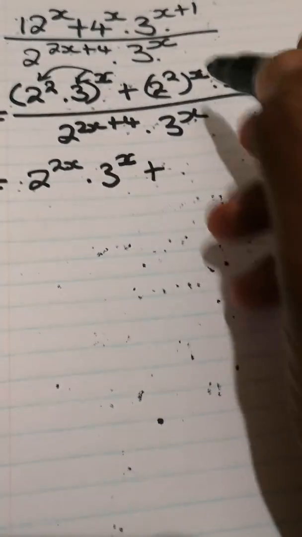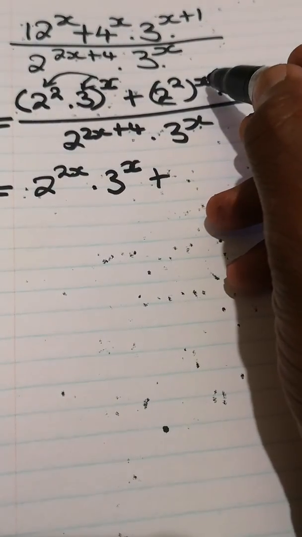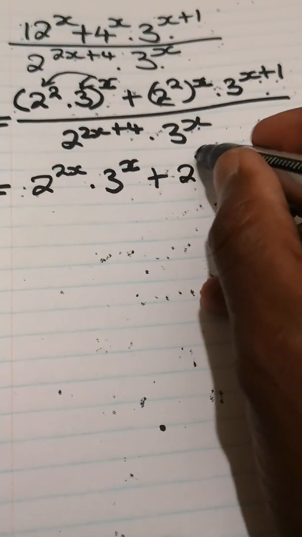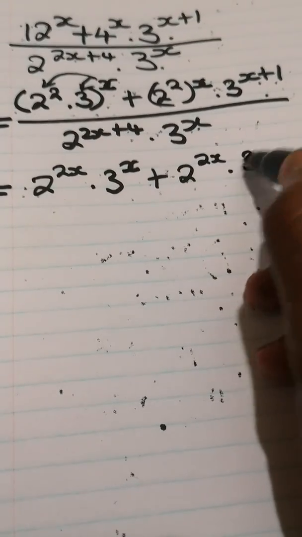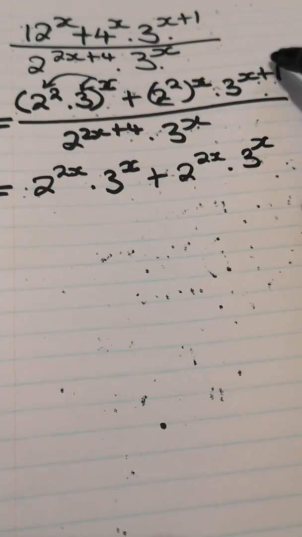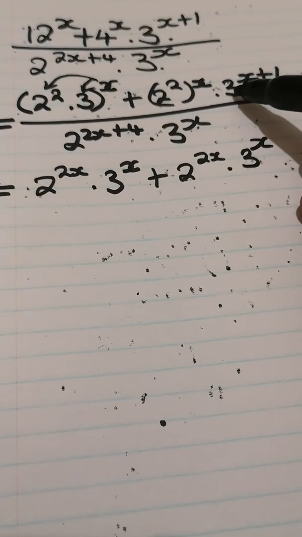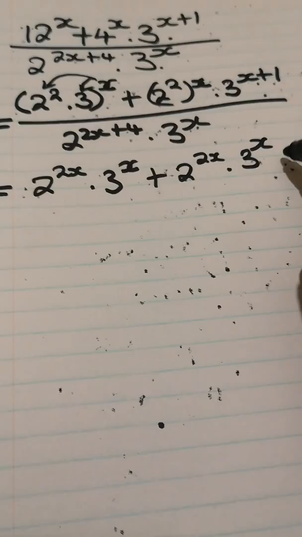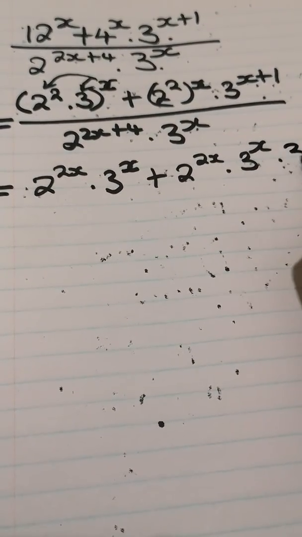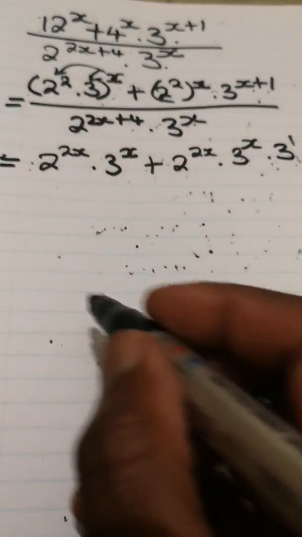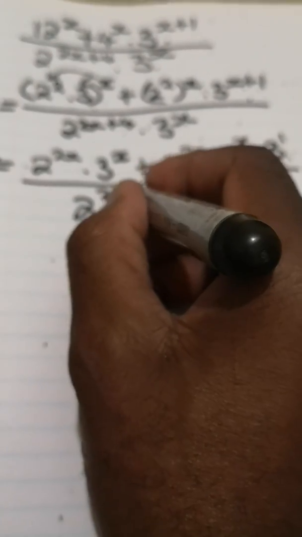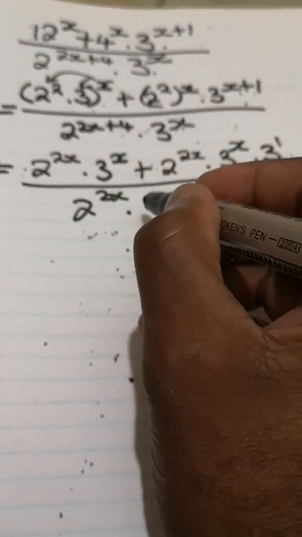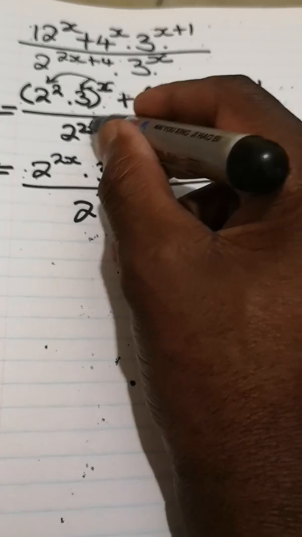Then here we have two exponents raising the same base 2, which means it's 2 to exponent 2x times 3 to exponent x. So I'm going to split this. Since it is 3 to exponent x plus 1, I can rewrite it as 3 to exponent x times 3 to exponent 1. Then from there, we are dividing by 2 to exponent 2x. Then allow me as well to split this exponent.